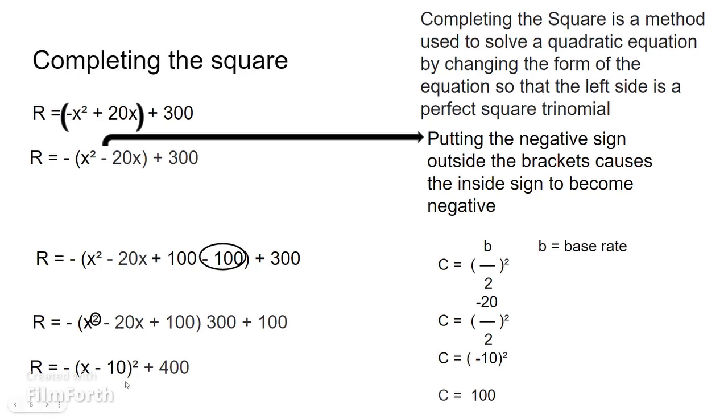Now we've got to find the vertex. And the vertex seems pretty easy. It's 10, 400, because you're taking 10 out of the bracket. It wouldn't be negative 10, it would just be 10. So therefore, the vertex equals 10 and 400.